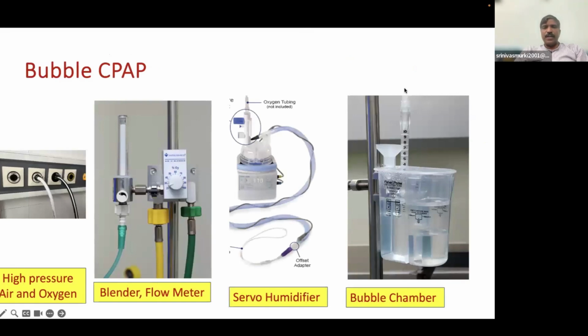These are the minimum components which you require for giving any bubble CPAP or for that reason any CPAP. You need compressed air and oxygen sources. You need a good blender. You need a flow meter and you need a servo humidifier and you need a pressure generator. So the bubble chamber here is a pressure generator. This one delivers the gases, warms and humidifies the gases which are coming from the compressed air sources. And the blender is used to titrate the FiO2 and the flow meter will titrate the flows which are coming into the circuit. Definitely, these are the 4 minimum components you need for giving any bubble CPAP.